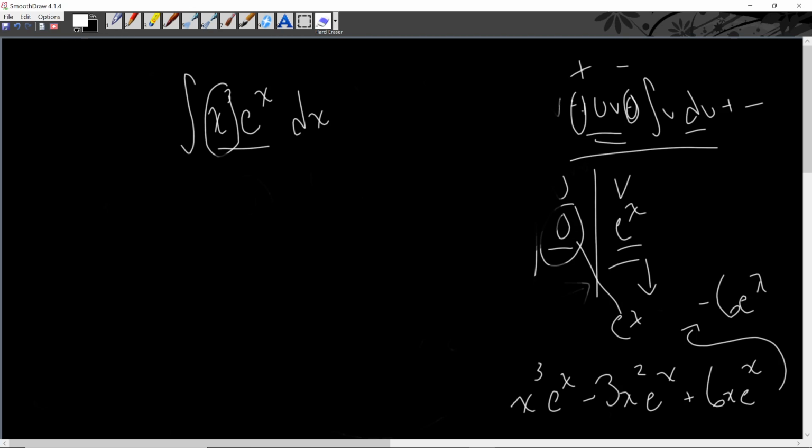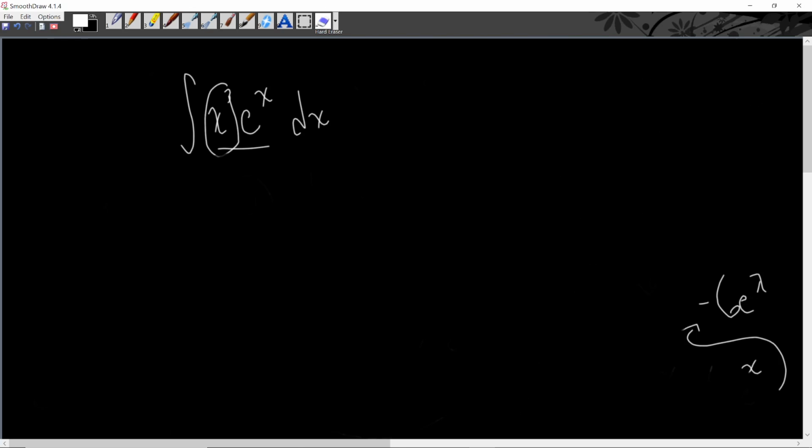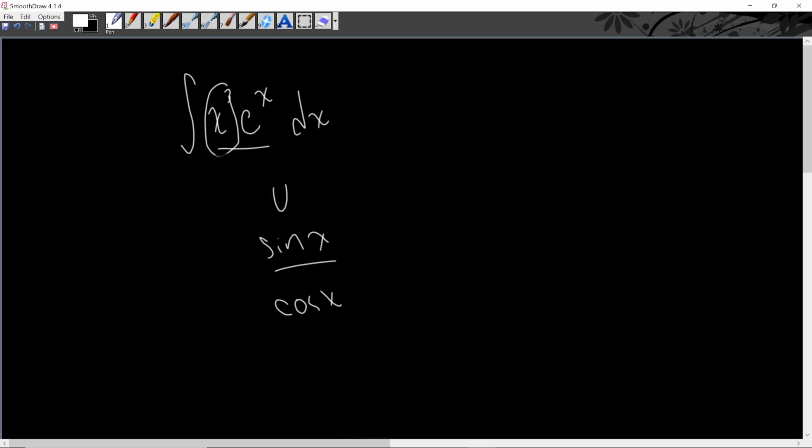The reason that I don't like the tabular method for certain integration problems is because what if you have a sine and cosine type thing? I'm not going to come up with a problem, but if you have a u that is sine x, or any trig function, you will never get to 0. You will always just go cosine x, minus sine x, minus cosine x, sine x, and you will always go that way. Perhaps you might be able to integrate, but it can get messy very quickly.